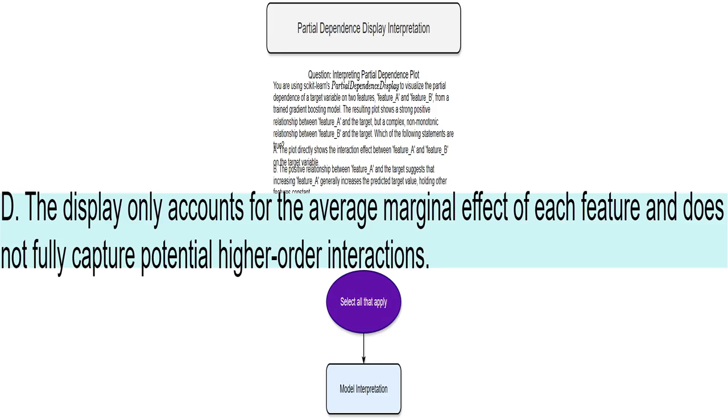This statement is true. Partial dependence plots average the effects across all other features. They simplify things, so they may miss complex interactions between features. It's like taking the average score of a basketball team. It tells you something, but misses the individual brilliance of each player and how they interact on the court.